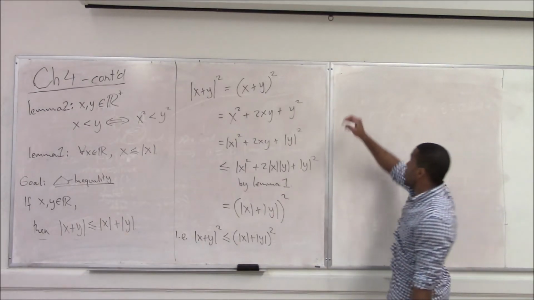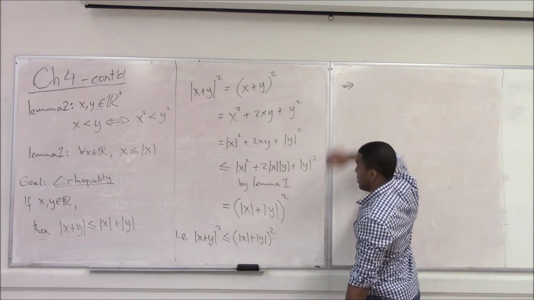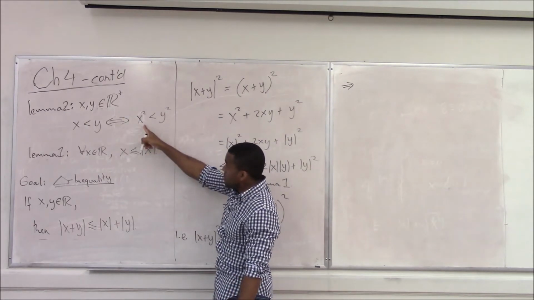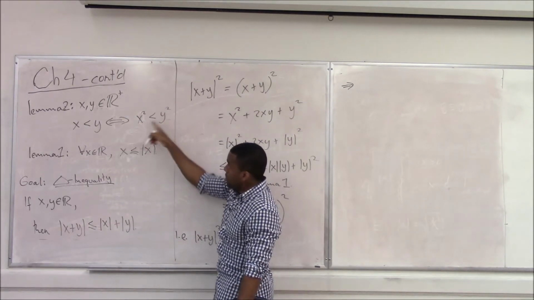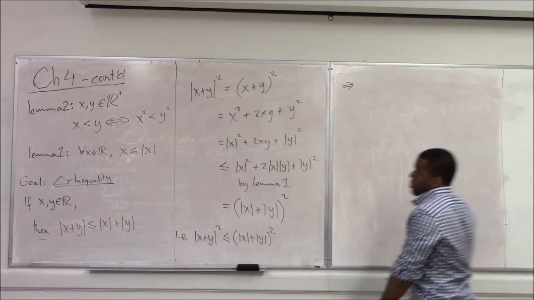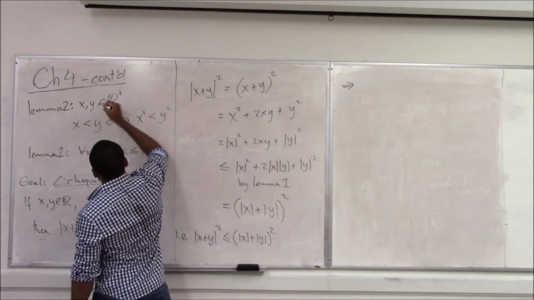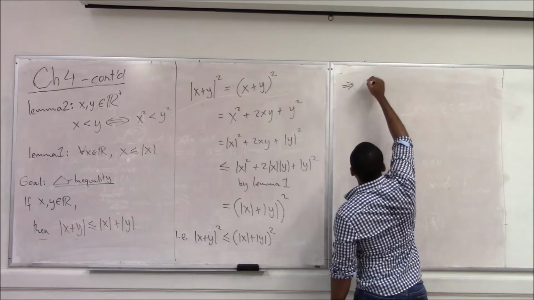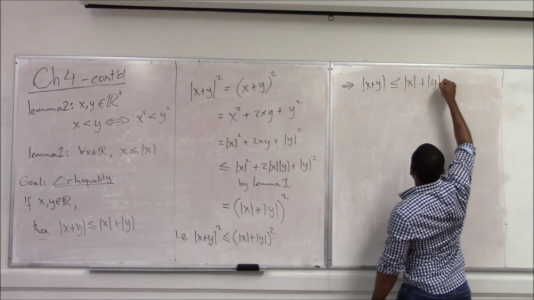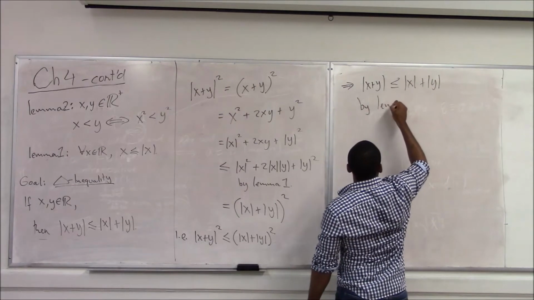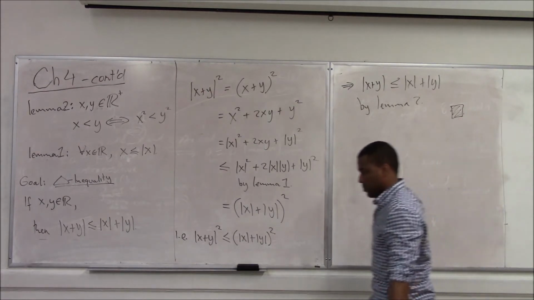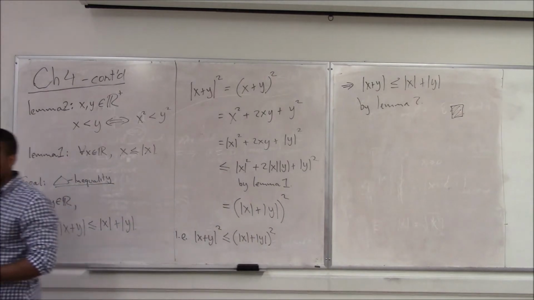We can take the square root, or we can actually apply something. We can now apply this lemma, which tells us that whenever we have positive things, the relationship between the squares must be the relationship between the two numbers. This also includes zero. So this is going to be absolute value of x plus y is less than or equal to absolute value of x plus absolute value of y. So it's just another version of the proof of the triangle inequality.